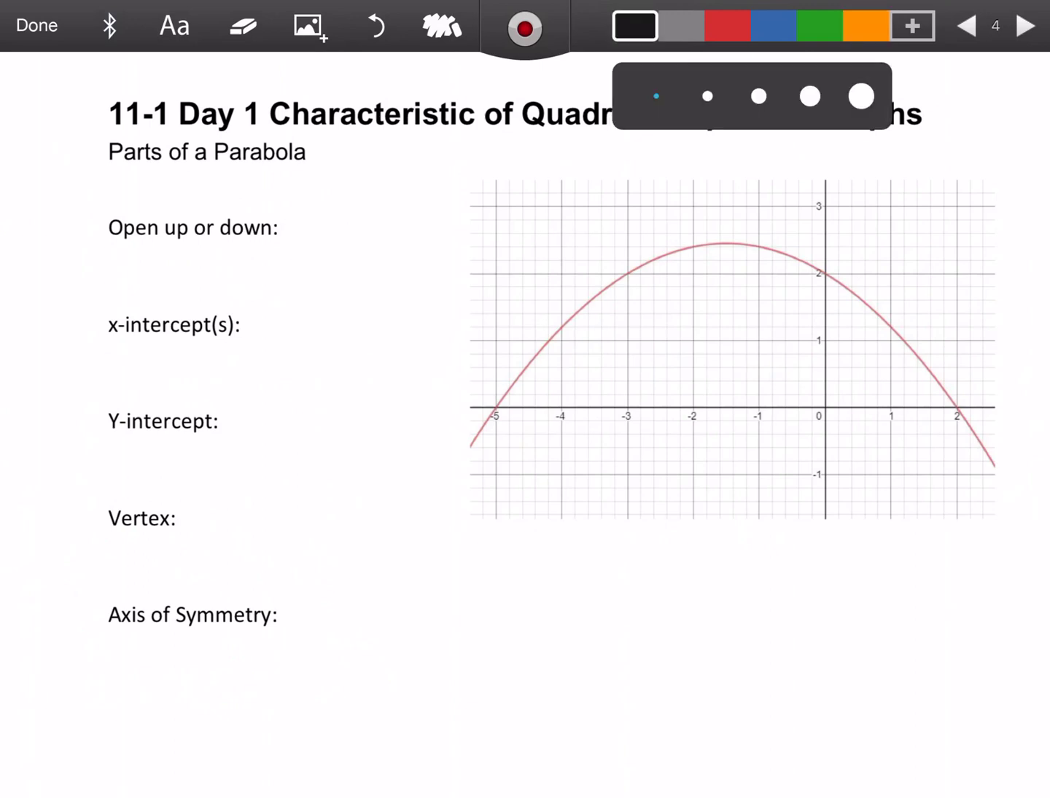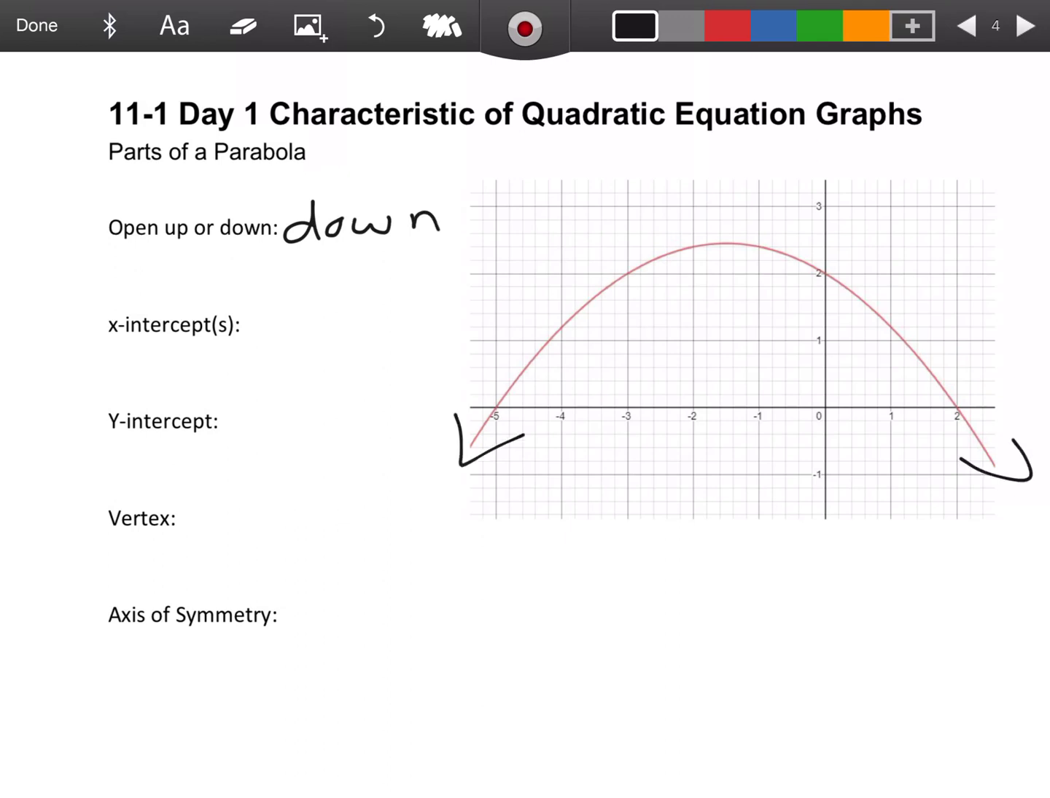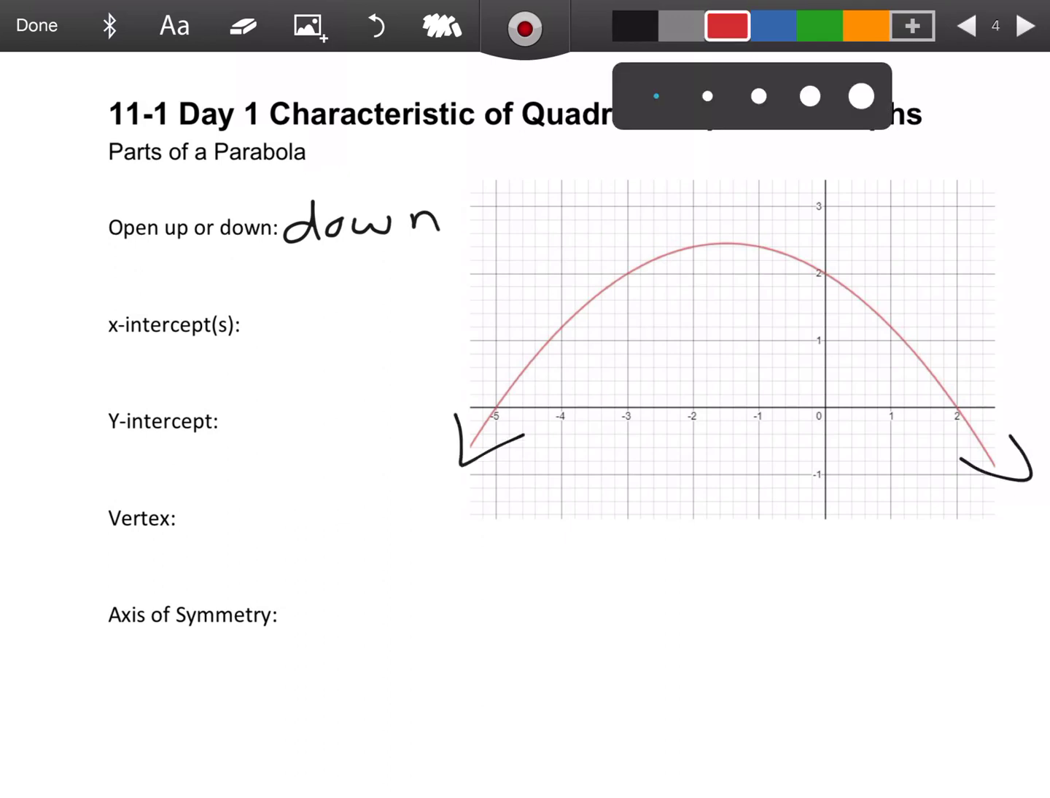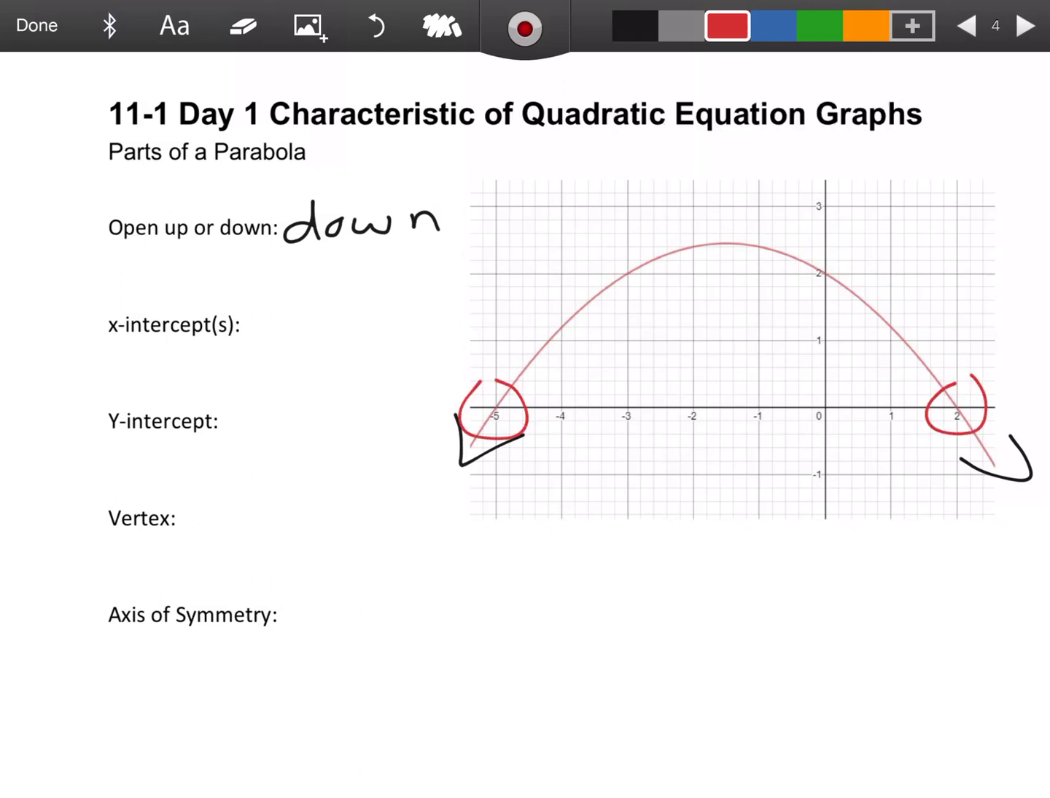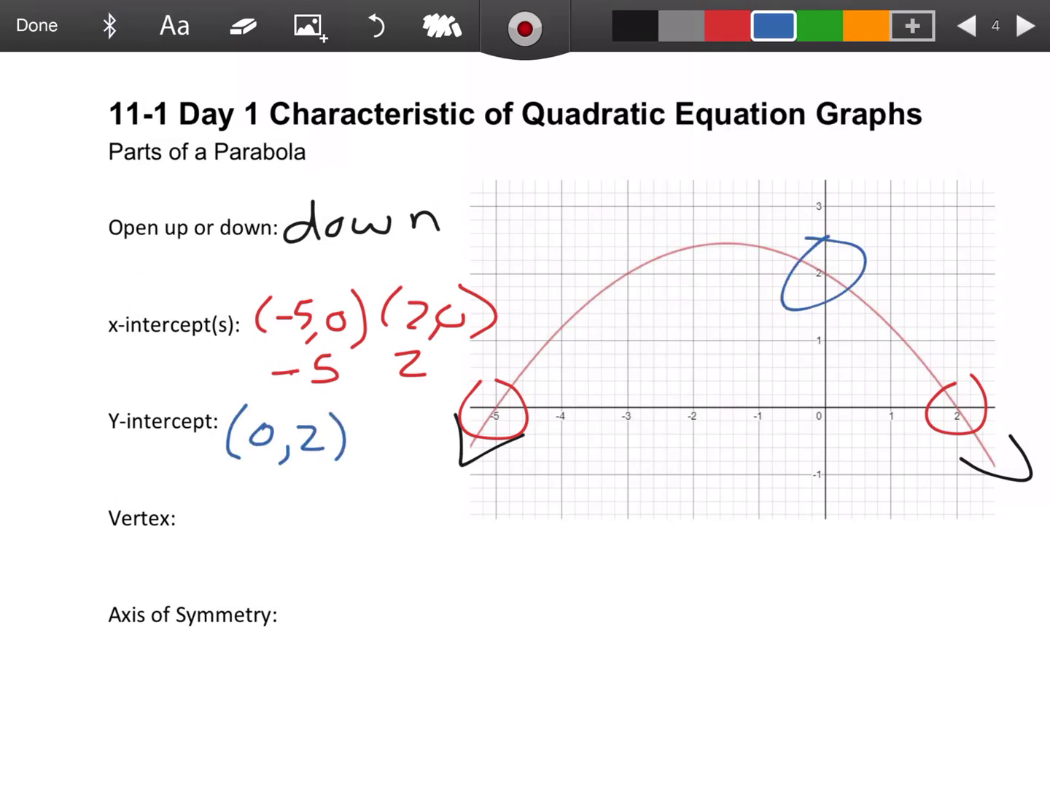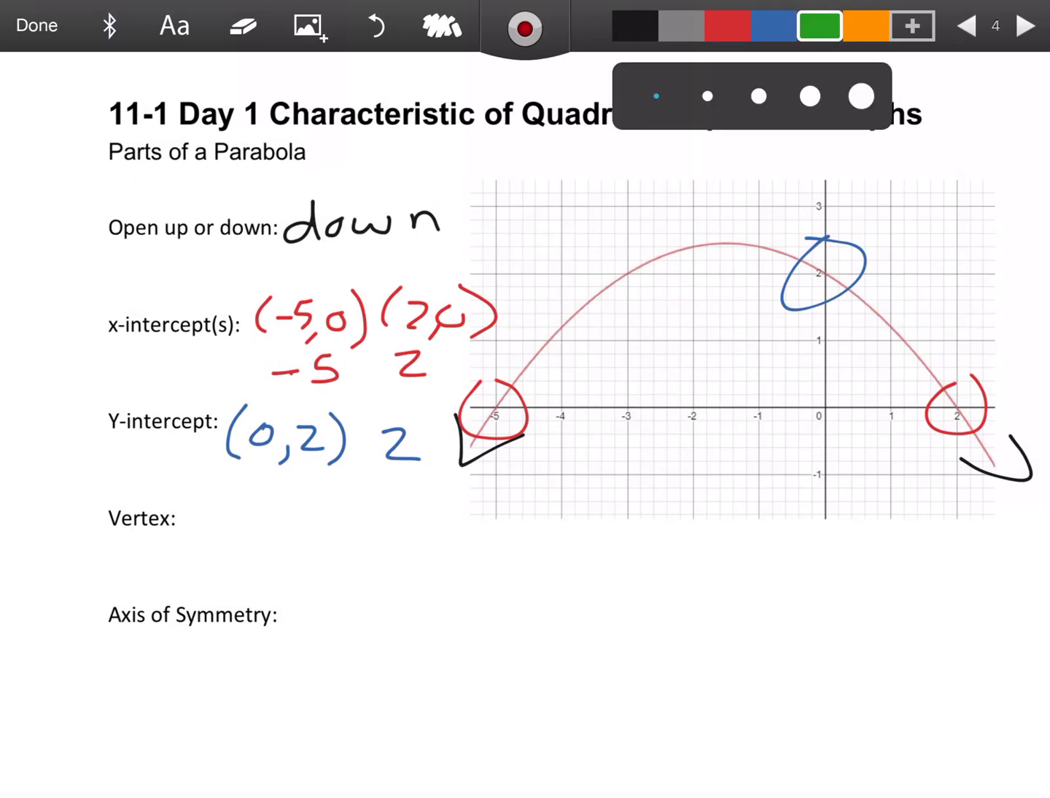Alright, here's another example. Does it open up or down? This opens down in this case. We're pointing downward. Our x-intercepts are here. Once again, you could say (-5, 0) and (2, 0), or you could just say that the x-intercepts are -5 and 2. You wouldn't have to write out the coordinates. The y-intercept would be right there. The y-intercept would be (0, 2), or you could just state that the y-intercept is 2.